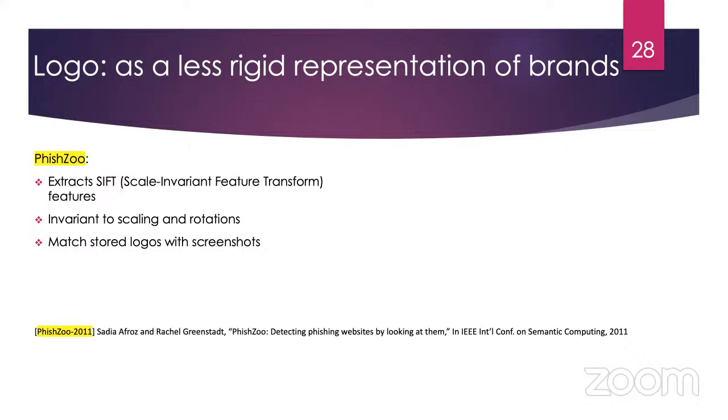So Phishzoo extracts SIFT features. SIFT features are invariant to different image transformations like scaling and rotations. So you do that for the protected brands. You take the logos of those protected brands and store those features. And when you have a screenshot of a web page to inspect, you compare it across with that screenshot. So you're comparing the logo features with the features that you extract from this screenshot. So you can see that the process is a bit computationally tedious.